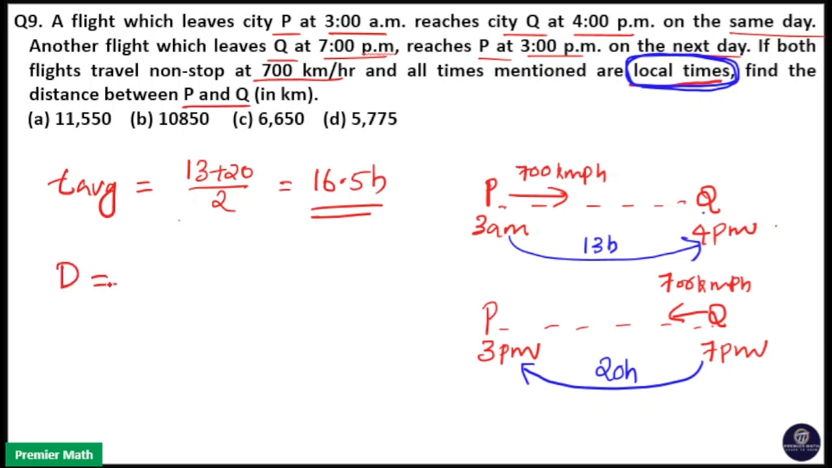So we need to find the distance, which is equal to speed into time. Speed is 700 km per hour into 16.5 hours. That is 7 into 5, 35. 7 into 6, 42 plus 3, 45. 7 into 1, 7. 7 plus 4, 11. These zeros cancel, so the 0 will come here. So your answer is option A.